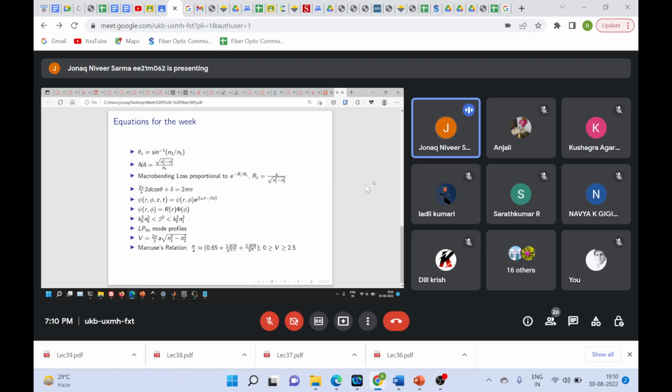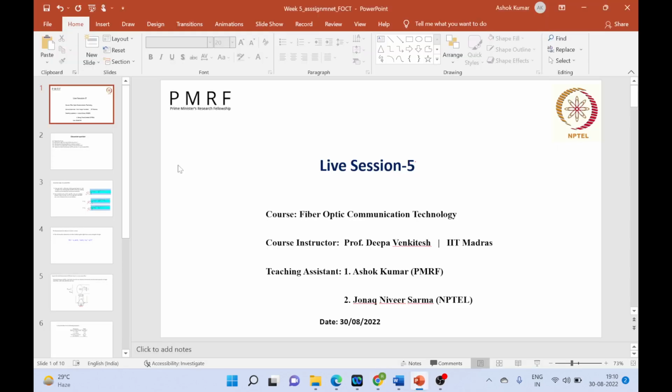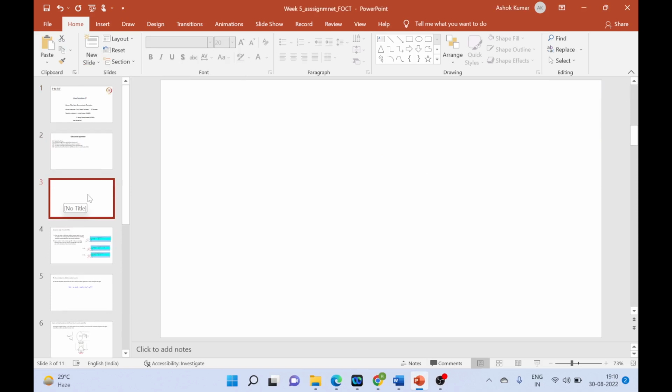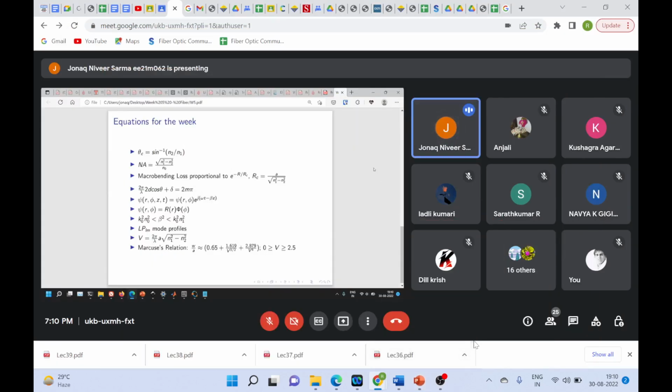Then we went to these BV curves, and we introduced this V number parameter. And then we capped off using this mode field diameter concept and how to find the mode field diameter for this small range of V, that is, for single mode fiber. These are just the concepts that were covered this week.